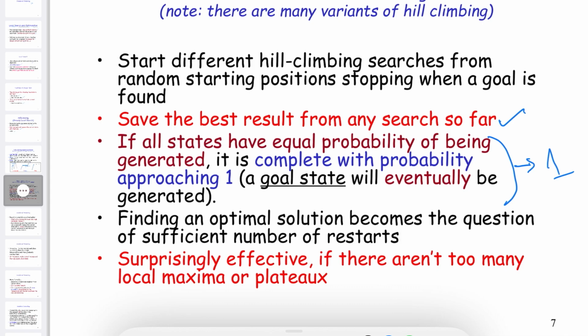Finding an optimal solution becomes a question of a sufficient number of restarts. So with sufficient time, if you restart, then you can find an optimal solution. Suppose you are going for the first time, you reach your goal after a lot of struggle. Then a second person who starts there may reach the goal in a shorter duration of time. So likewise, many restarts will help find the optimal solution. It is surprisingly effective if there are not too many local maxima or plateaus. So that means if there are not too many local maxima or plateaus, then the optimal solution can be reached very easily.